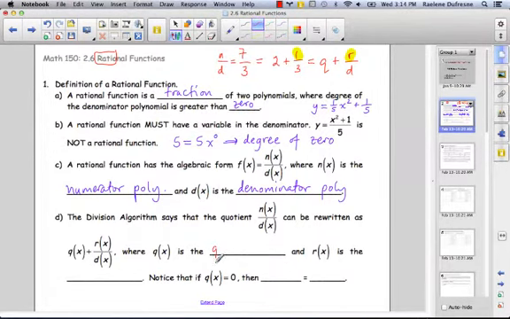So q of x is the quotient polynomial, and r of x is the remainder polynomial. Notice that if q of x is equal to 0, then n of x over d of x is equal to r of x over d of x. So, since the denominators are the same, the numerators n of x and r of x would be equal whenever the quotient is 0.